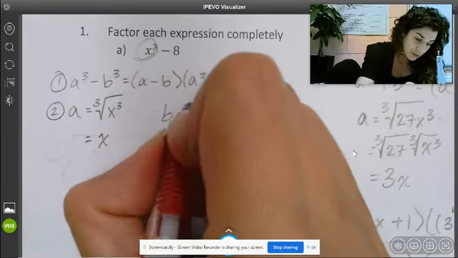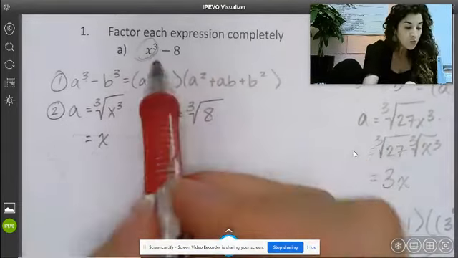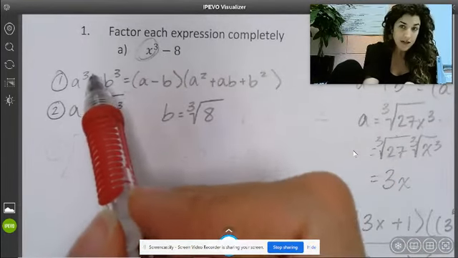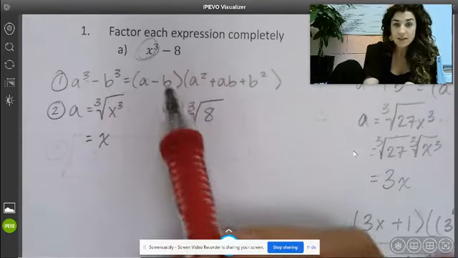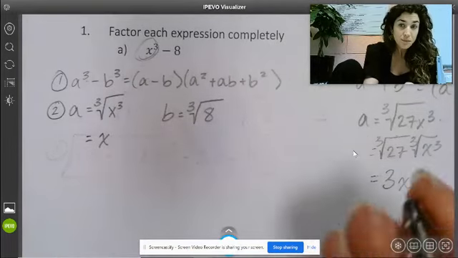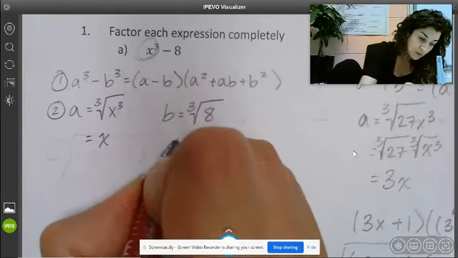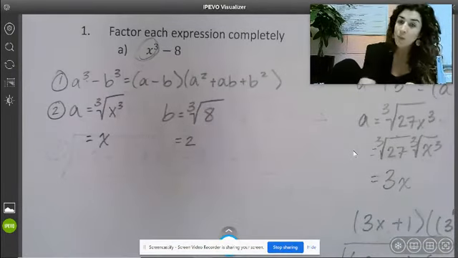In order to find b, we need to take the cubed root of that second term. We do not need to take into consideration that this is a negative. We've already taken that negative into consideration with this difference formula. So what we should do then is just take the cubed root of 8, which is 2.